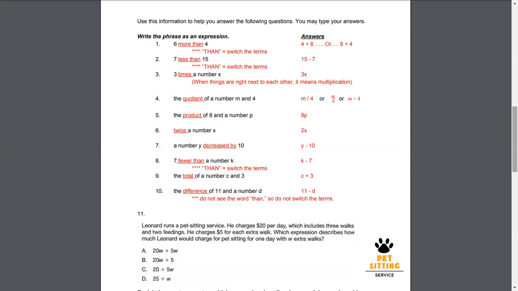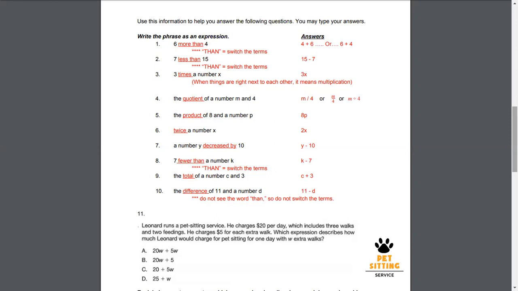So we know it's subtraction, but then we have to remember to switch the order of our terms. So it's not going to be 7 minus 15. The "than" means that the 7 comes out from the 15. So we have to switch it around to 15 minus 7.